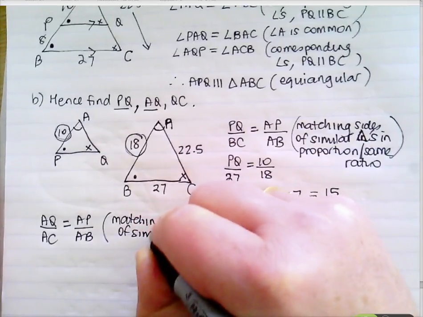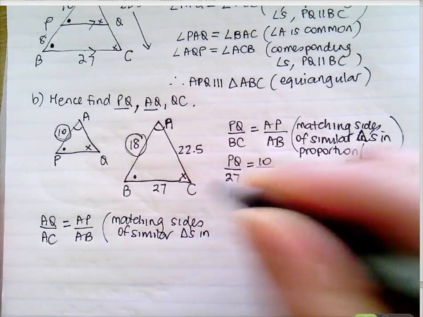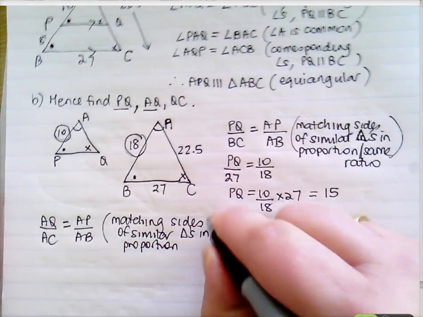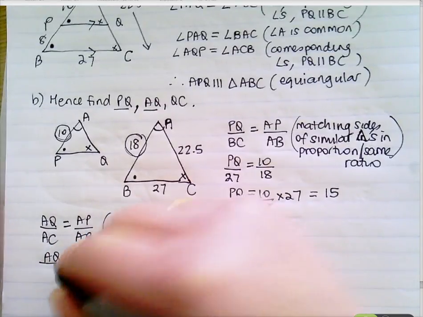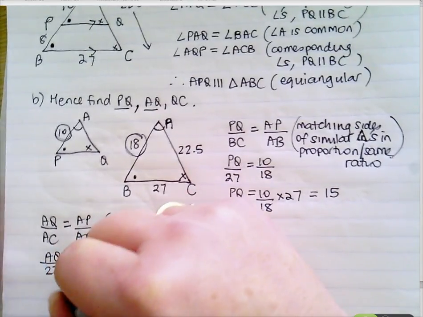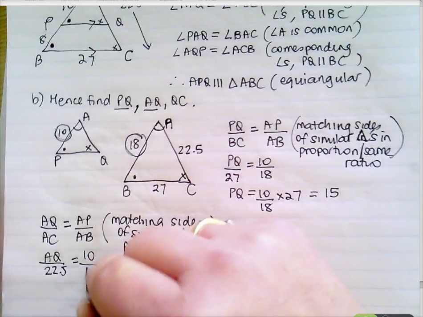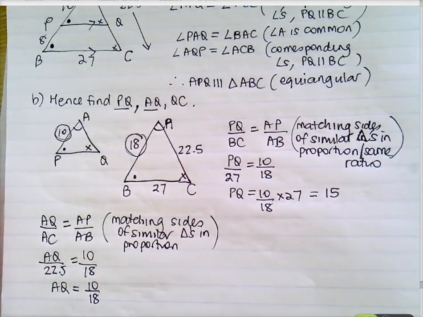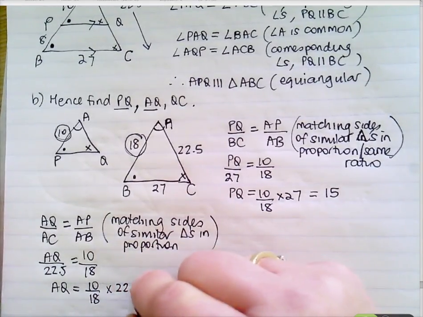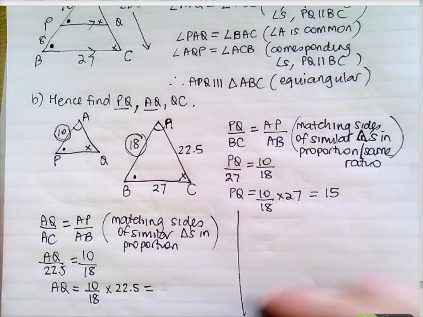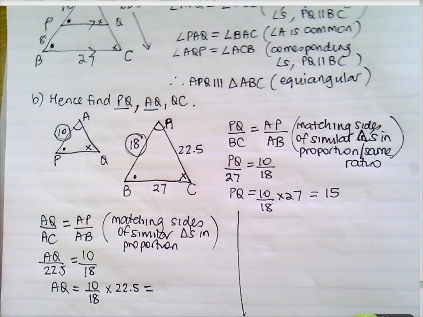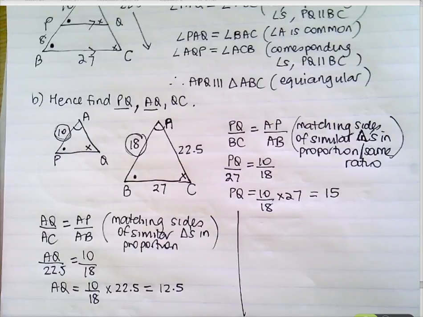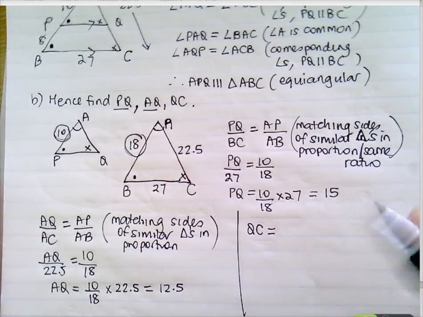What do you prefer, girls? Proportion or same ratio? Oh, well, choose. So, AQ over AC, 22.5 equals 10 over 18. So AQ, it's exactly the same working as before. Do you know what to do? 10 over 18 times 22.5, which is? Well, 10 over 18 is 5/9. 12.5. Okay.